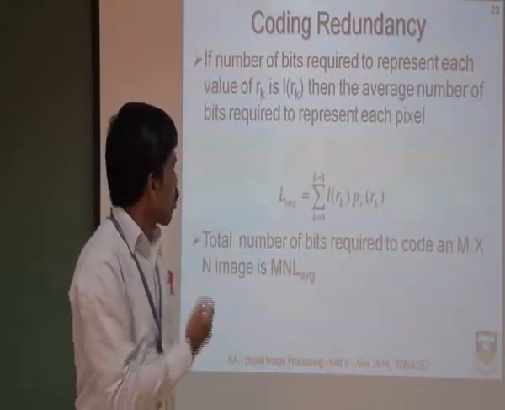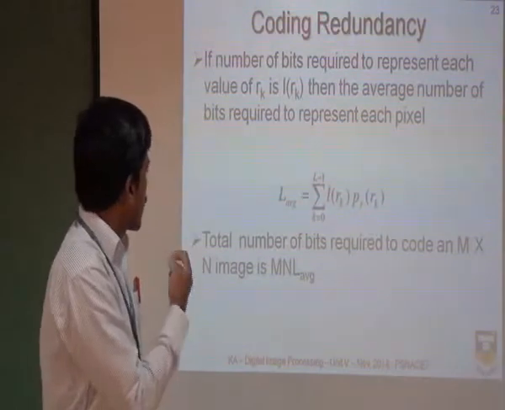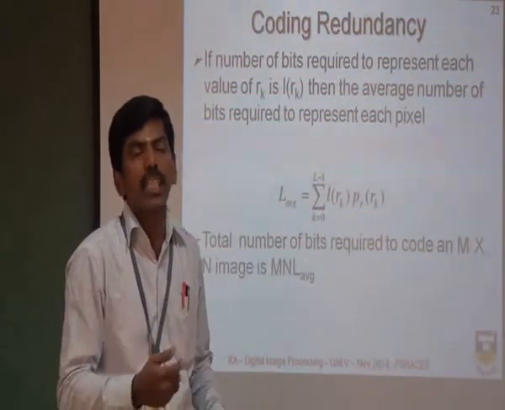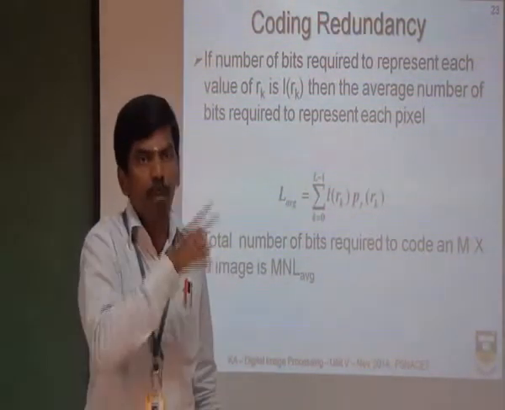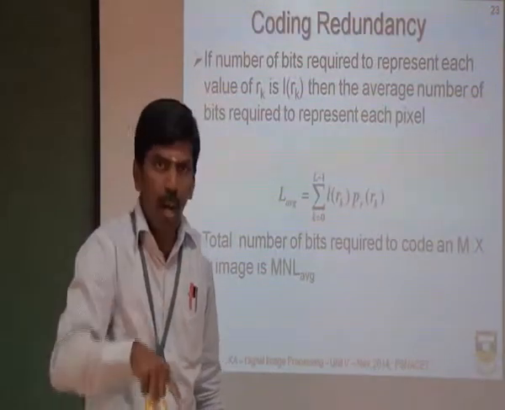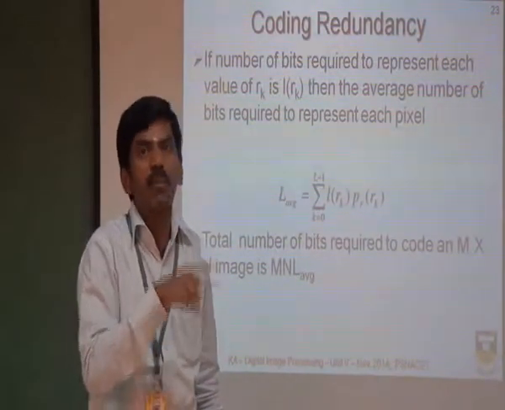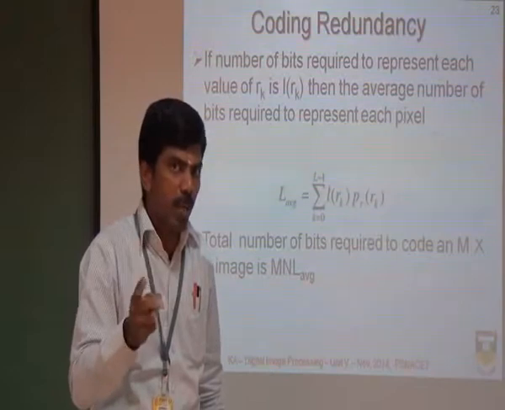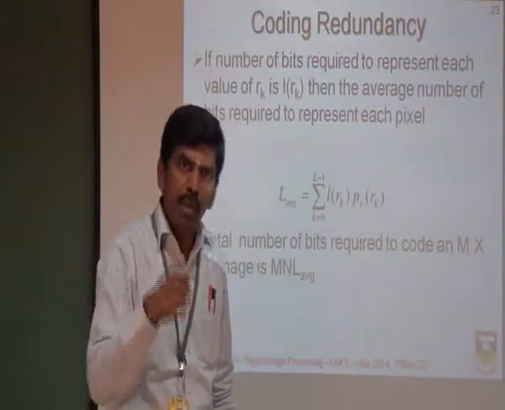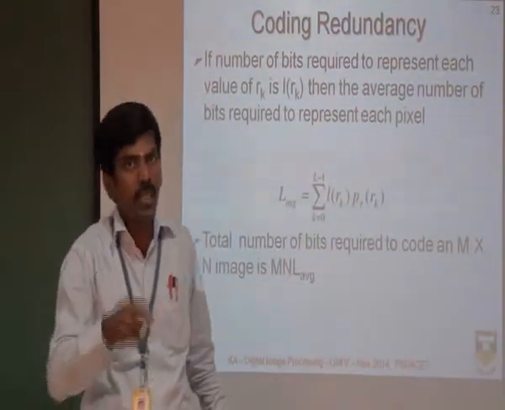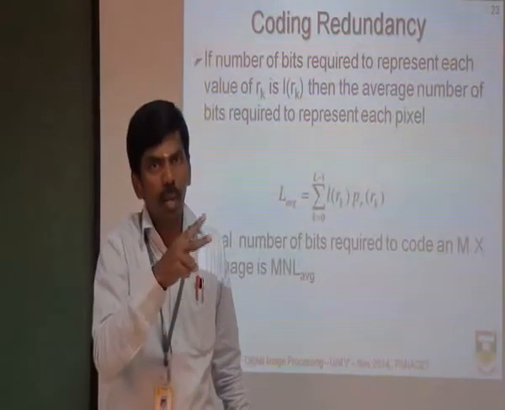Finally, the total number of bits required to code an M by N image is M times N times L average. M is the number of rows and N is the number of columns, so any image is considered a matrix. The difference between signal and image: a signal is one dimensional, an image is two dimensional, with spatial coordinates, M cross N, rows and columns.